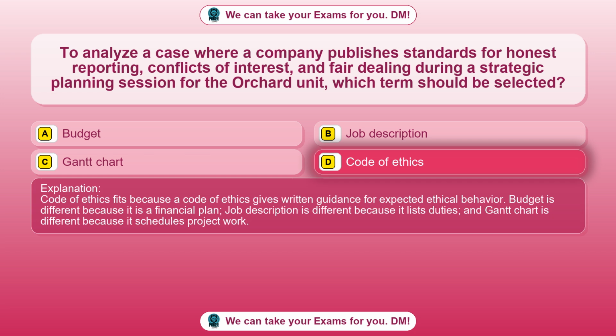Code of ethics fits because a code of ethics gives written guidance for expected ethical behavior. Budget is different because it is a financial plan, job description is different because it lists duties, and Gantt chart is different because it schedules project work.